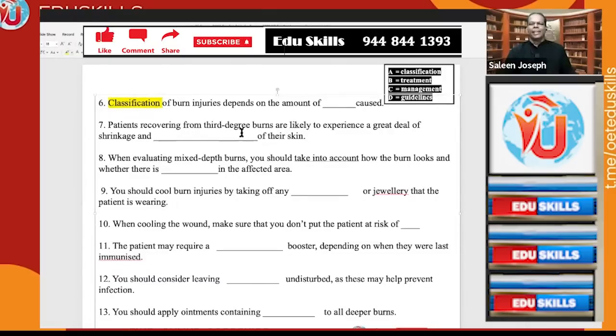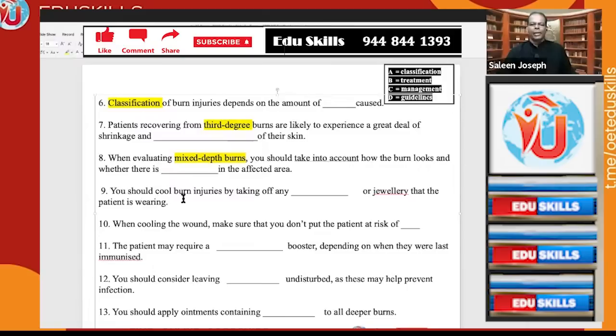Patients recovering from third degree. Where will it be? A, classification. A, again A. And when evaluating mixed depth burns, classification, again A. See, easily you can go to A. You need not look anywhere, only in that portion where mixed depth is given, or the previous third degree is given. So immediately you can go there.